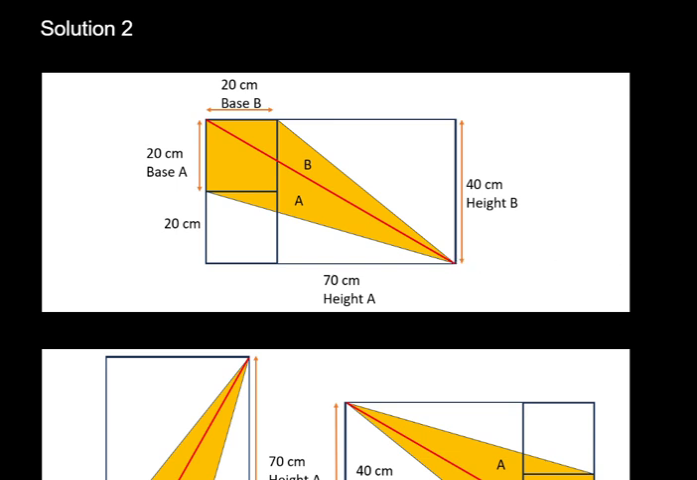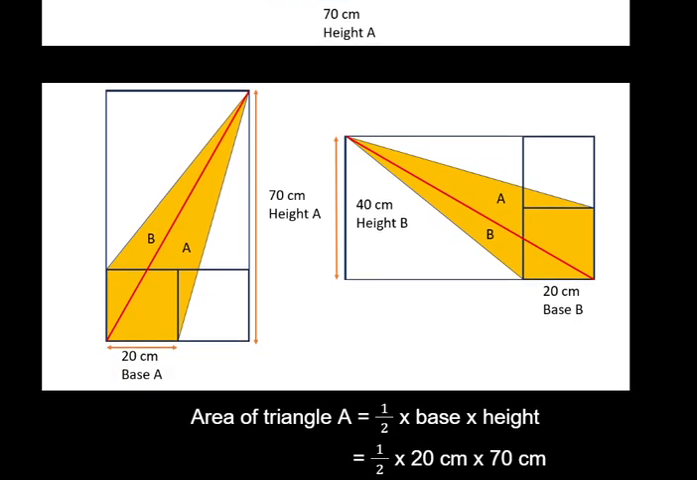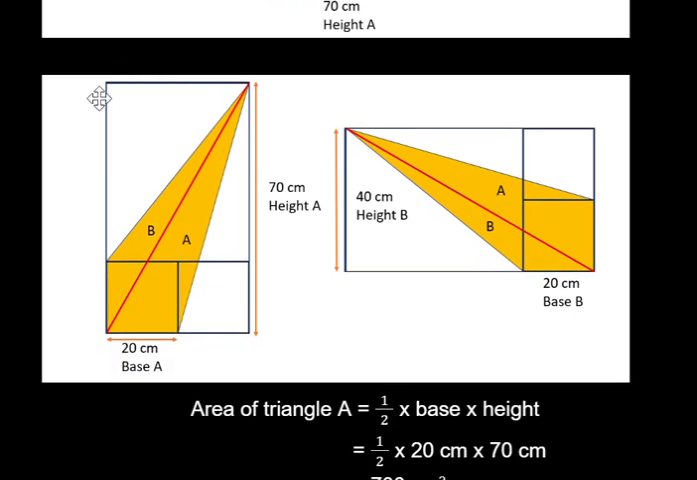Okay, so for those who are not able to visualize, I rotate the diagram so that hopefully you can see. It's the same diagram, I just rotate it by 90 degrees. So you can see the base of triangle A and the height of triangle A, the base of triangle B and the height of triangle B.